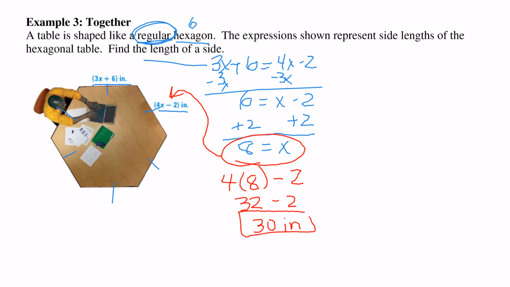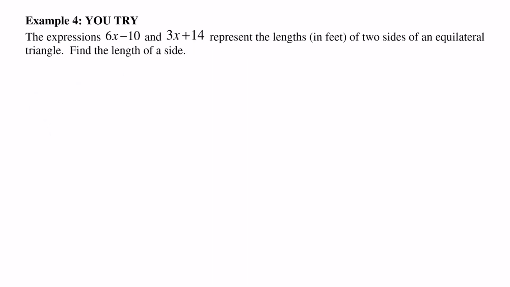On this question, I want you to work it out yourself. So I know there's no picture of it, but it does tell you what shape it is. It's an equilateral triangle, and that's all that you really need to know to set the equation up to solve for x. So go ahead, push pause. When you're ready to check your answer, you can push play.